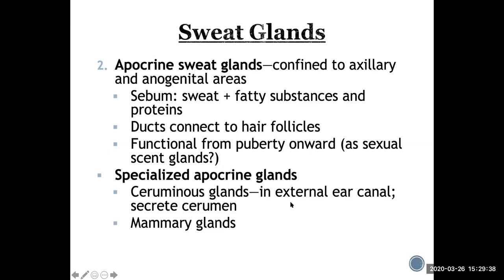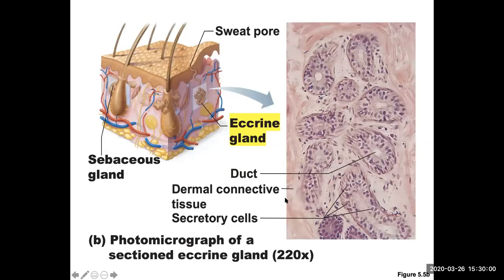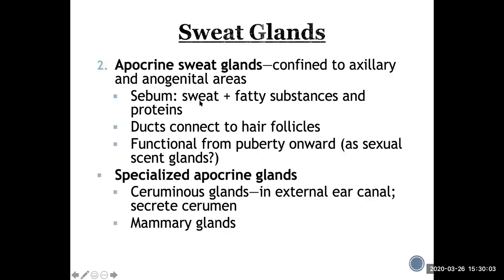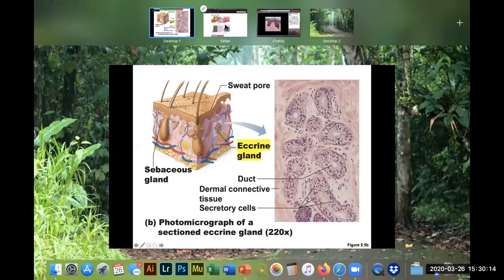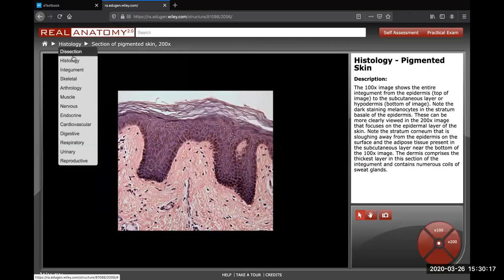All right, there are also some other specialized apocrine glands, and they include the glands that are inside of your ear canal that produce earwax. They're called ceruminous glands, and mammary glands, which of course are in females, which produce milk, right? The mammary glands of the breasts. So that was two different types of sweat glands we talked about: eccrine sweat glands and apocrine sweat glands, of which there is not a specific picture of here. Nor do we have one, I think. Let's find out real quick.